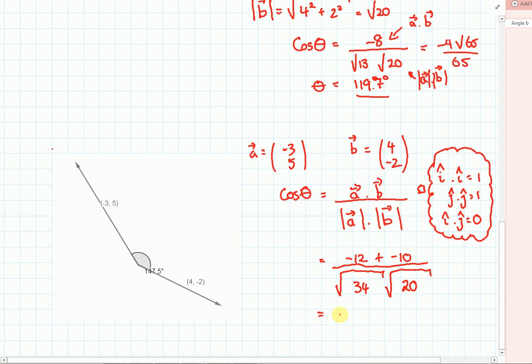Put those numbers into a calculator. So got the square root, now we need the calculation. Now we need to convert that by doing shift cos of that answer, minus 0.84, and let's inverse cos that answer, and it gives me 147.53.